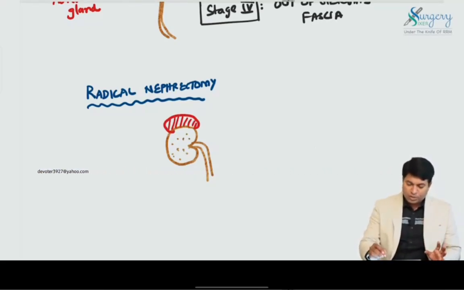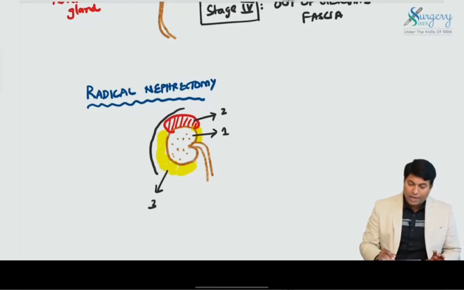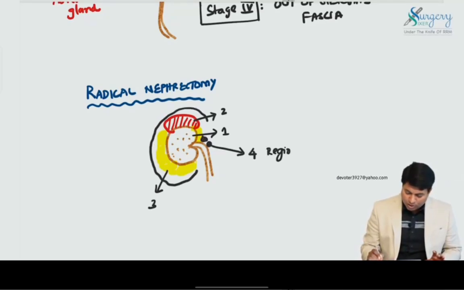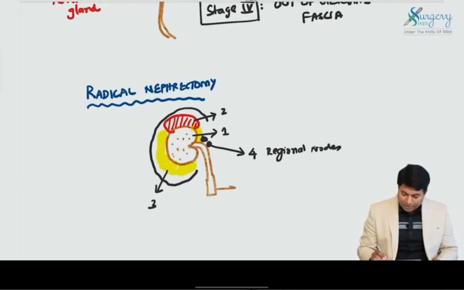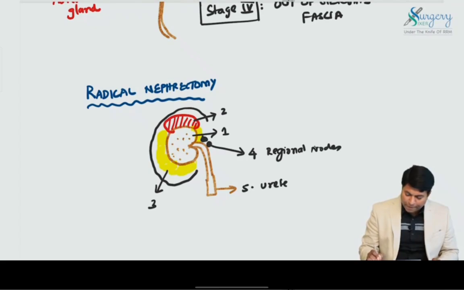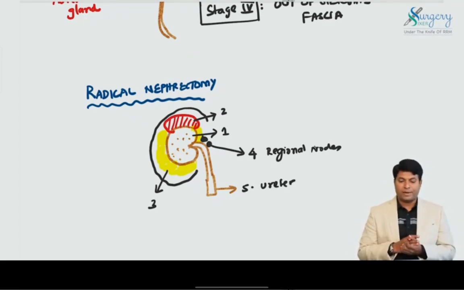It's a separate question. So: one, kidney; two, adrenal gland; three, perirenal pad of fat. Please remember, perirenal pad of fat. Four is very important: we also remove the regional nodes. And whenever you say radical nephrectomy, a part of the upper ureter will always be included. So radical nephrectomy is a major surgery in which we remove the contents within Gerota's fascia.